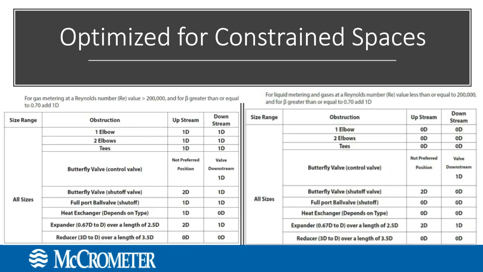The VCone is very much optimized for constrained spaces, meaning that there are very low straight run requirements in order to keep the meter functioning. You'll notice the two different charts below here. One is a range of gases and liquids, depending on where they are. But the real important part that I want to show everybody here is the differences in the upstream and the downstream. 1 diameter, maybe 2 diameters on a couple of options. But in a lot of cases for downstream, you're looking at 0 diameters.